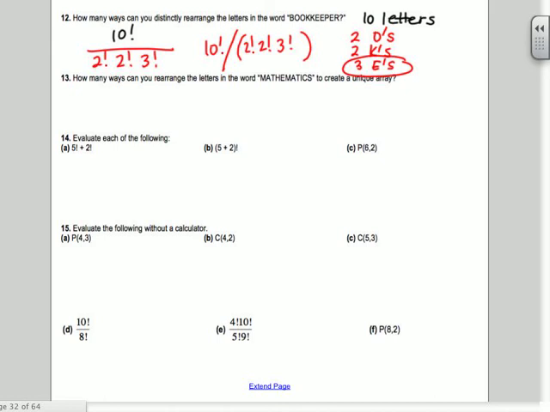Some of these you can do in your head, I'm sure. Like 2 factorial is 2. All right, you end up with 151200.